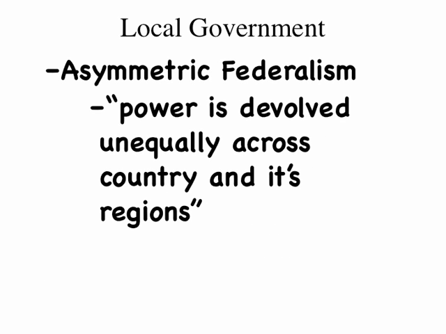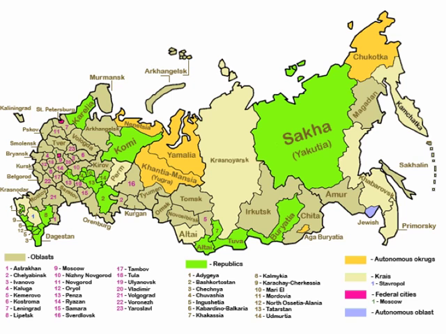One or two last things before I end. The local government system in Russia is based on what we call asymmetric federalism. This is an idea based on the fact that power is devolved or shared unequally across the country and its regions. All right, you've got an enormous number.